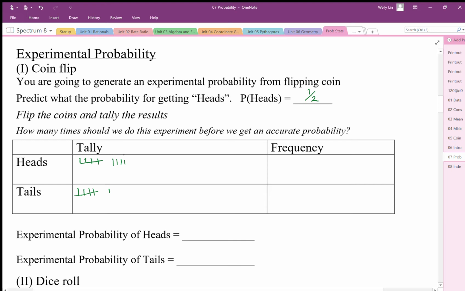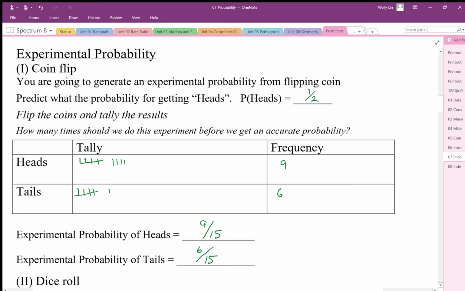Once you've done your tally, I want you to count the frequency. So I have 9 and 6. Then I want you to calculate the probability of heads. The probability of heads is going to be the number of heads divided by the total number of outcomes. In this case, I have a total of 15 here. And the probability of tails would be the number of tails divided by the total number of outcomes.